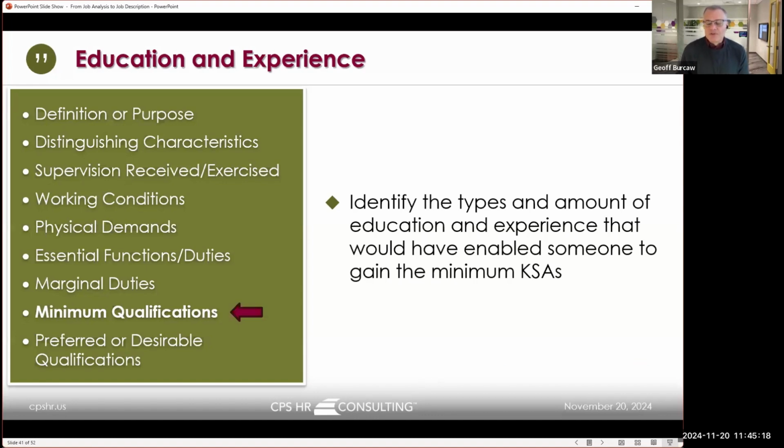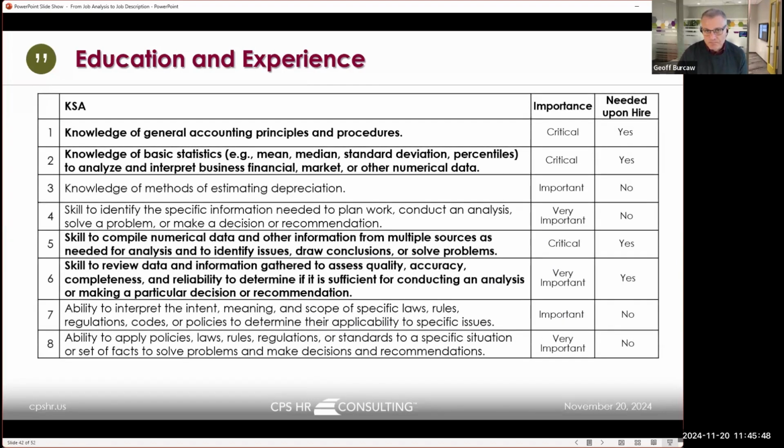we don't want to make assumptions about what sorts of education and experience people should have. Like because it's an accounting position, someone should necessarily have a degree in accounting. Not necessarily. We want to look at our important knowledge, skills, and abilities and identify the types and amounts of education and experience that would have enabled someone to gain those particular KSAs at a minimum level.